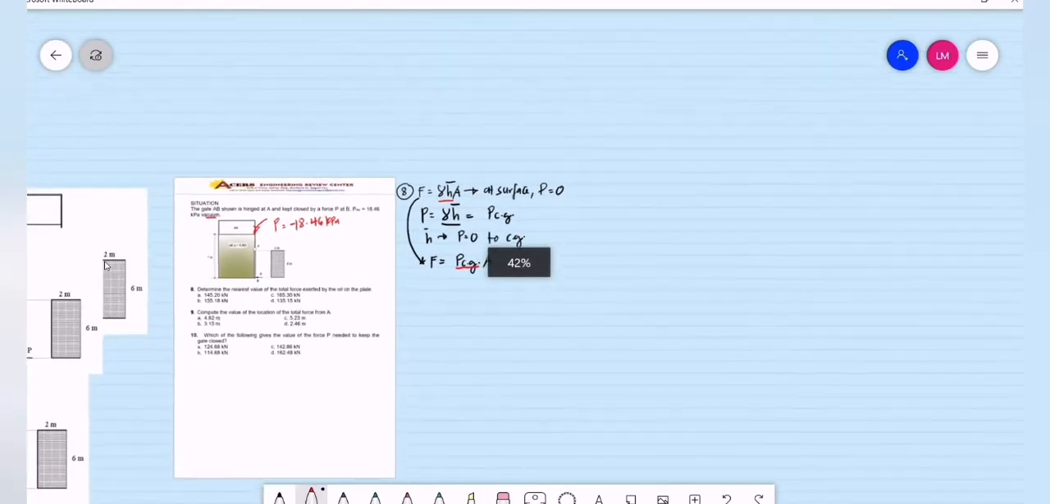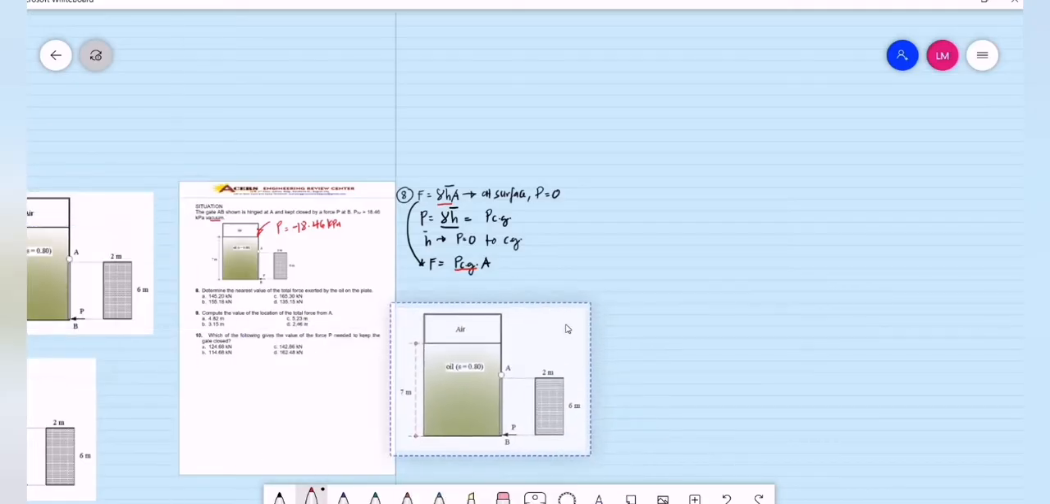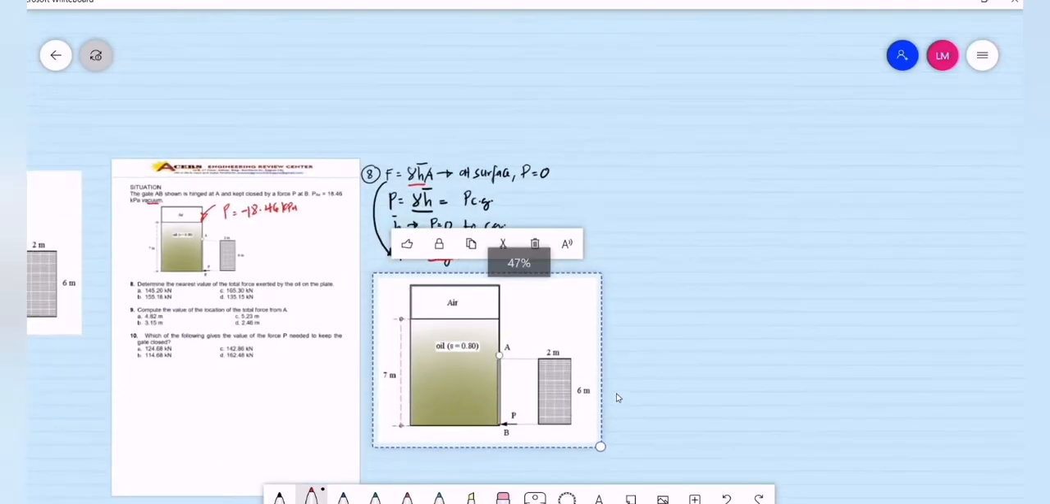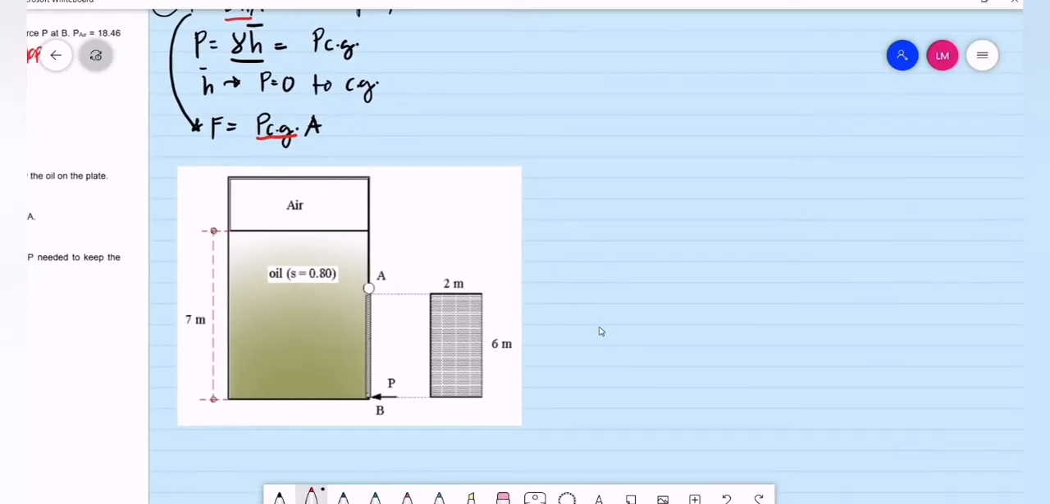So let's have a larger figure. Okay, so this is our figure. Again, initially, the air pressure inside the tank is equal to negative 18.46 kilopascals. It is negative since it is a vacuum pressure. Let us assume that this is the center of gravity of the gate. All we have to do is determine this distance, the distance from the center of gravity of the gate to the surface of the oil.